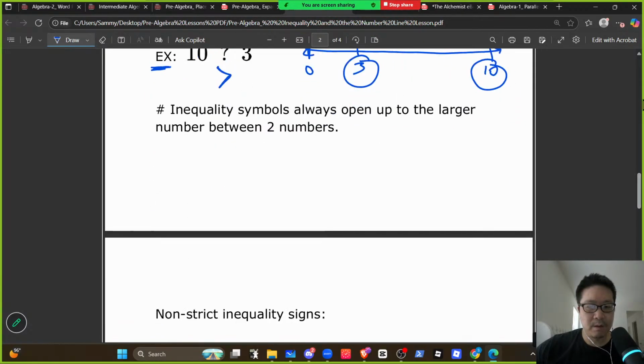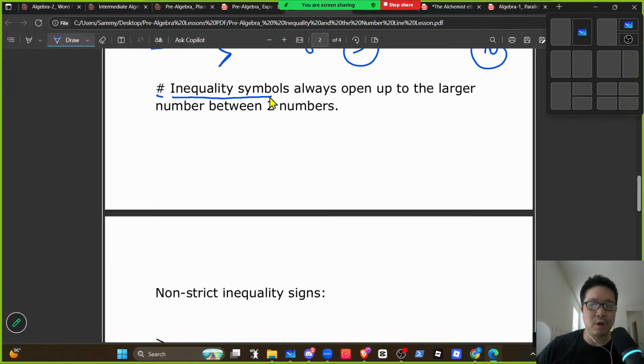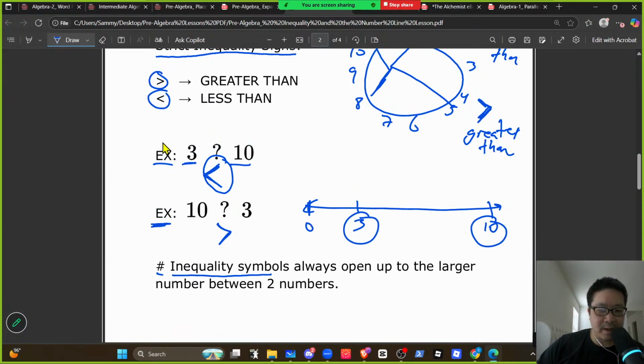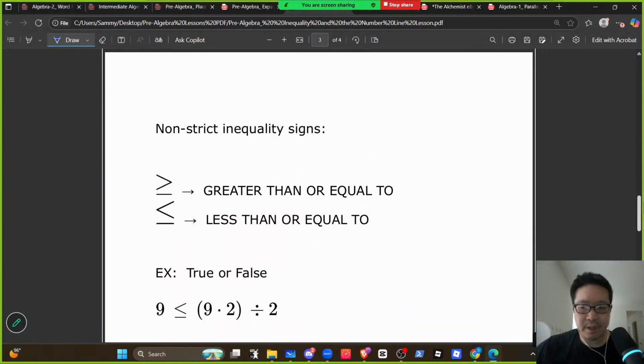Okay. And the key is inequality symbols always open up to the larger number. So here we're saying, in this example, David, 3 is less than 10, but the sign itself is always opening up, like the Pac-Man mouth. It's opening up to the larger number, right? And here we have 10. 10 is greater than 3, so it again opens up to the larger number. Okay? All right. Now we go to the non-strict inequality.